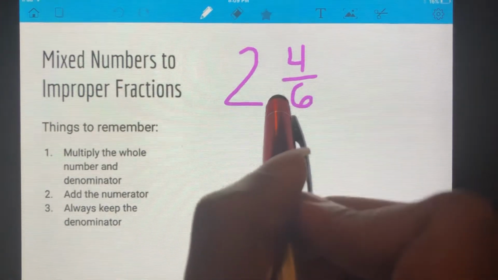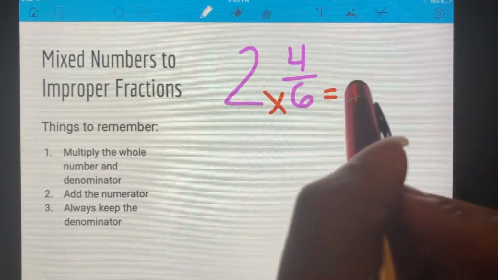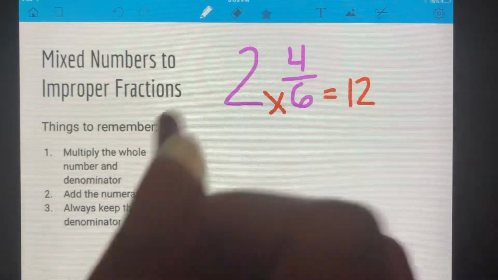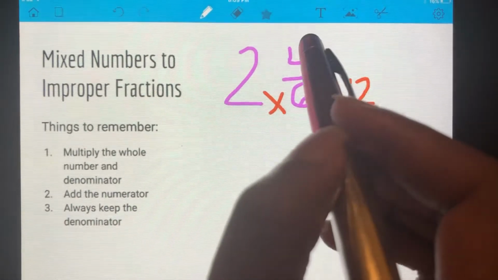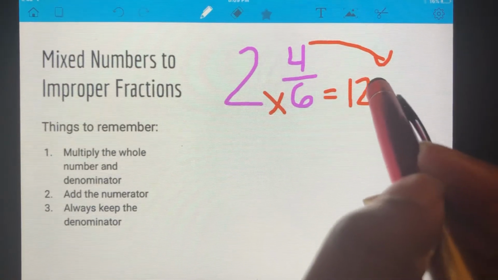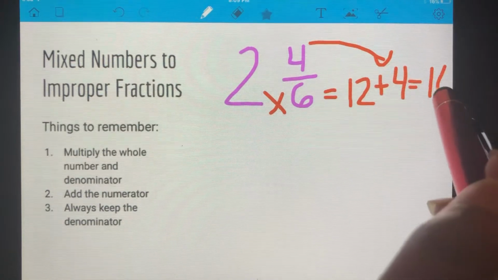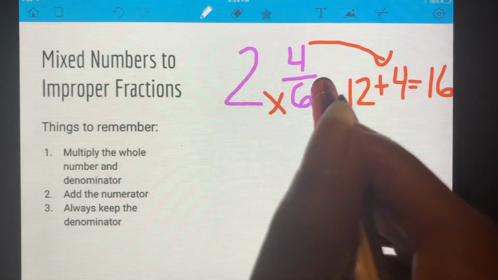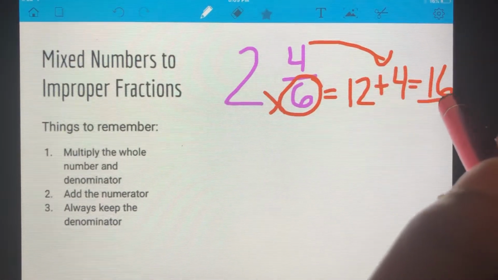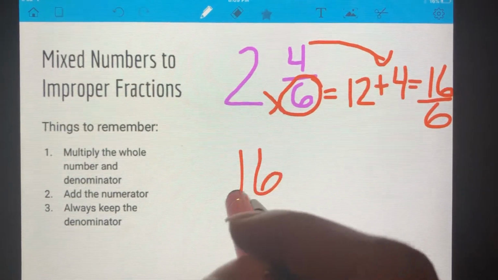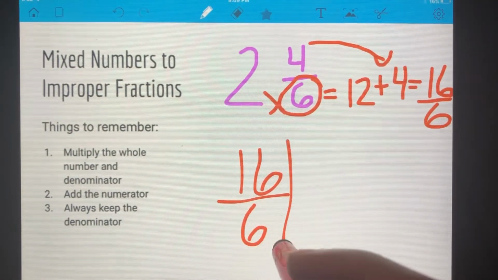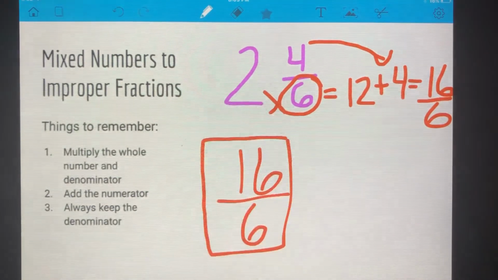We have 2 times 6 gives you 12. And then what do we do? Add the numerator. Plus 4, 16. And then what do we do? We always keep that denominator. So our answer is 16 over 6. Alright? So that's what we do when we want to change mixed numbers to improper fractions.